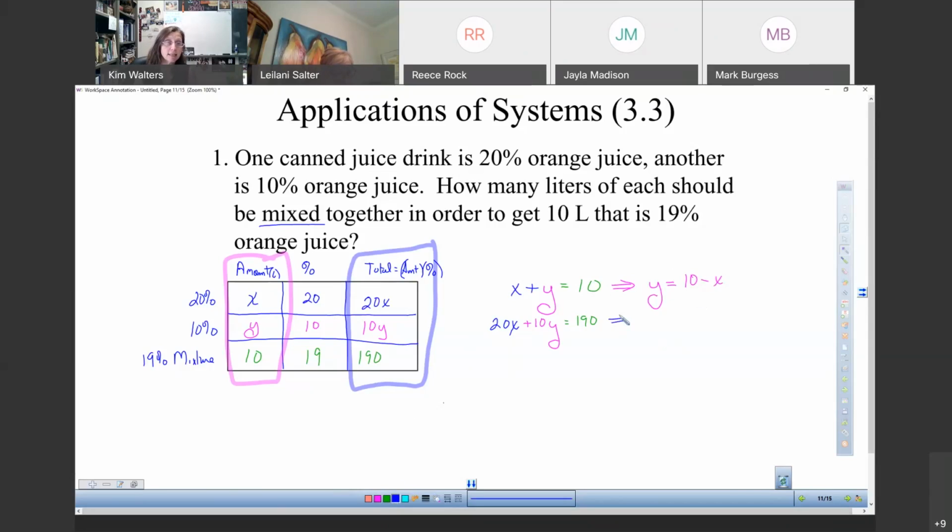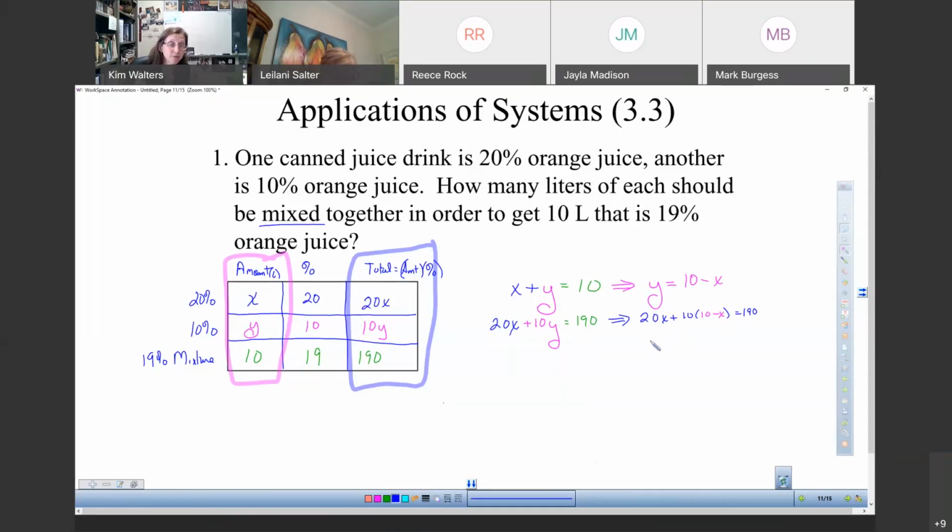So my second equation is going to become 20x plus 10 times y is equal to 190. But in place of y, I'm going to substitute 10 minus x. And for whatever reason, most people really do prefer substitution. I don't know why, but they just do. Okay. And so now I'm going to go about solving this equation.